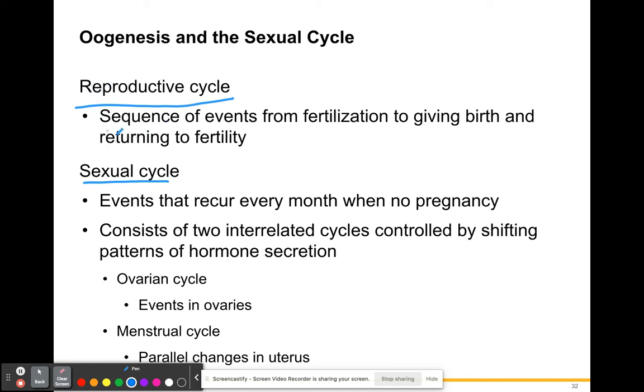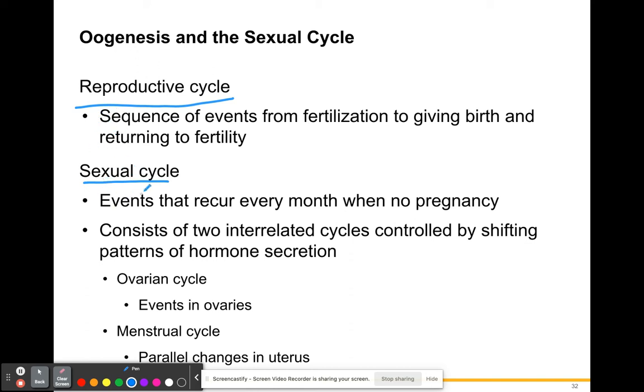Especially nowadays, people only have maybe 1, 2, or 3 kids. It's very rare for people to have 3, 4, 5 children now. But back in the day, it was very, very common to have 3+ children in a household. People got married a lot earlier than they do now, had a lot more babies at a younger age. But the reproductive cycle is that.